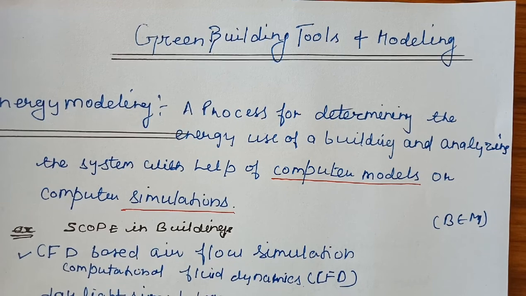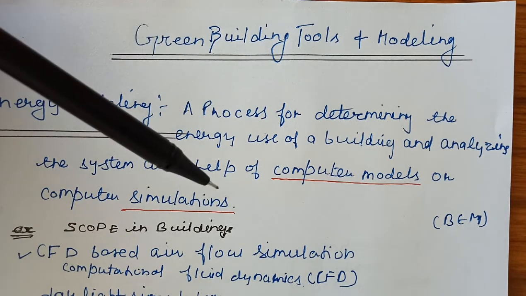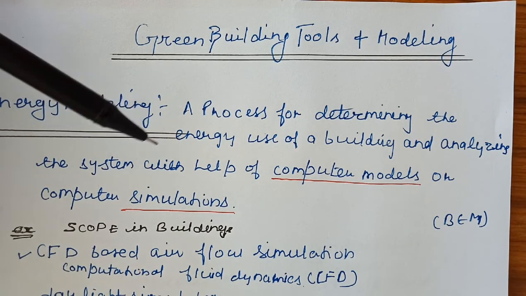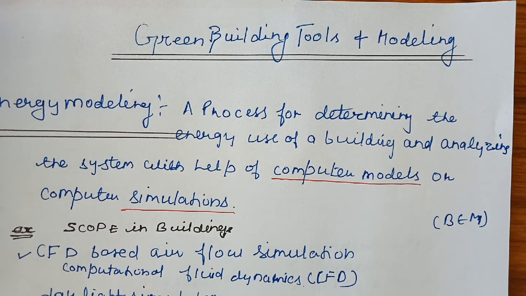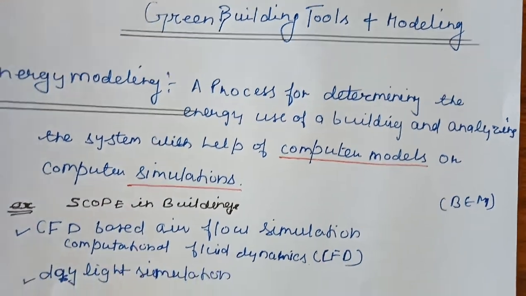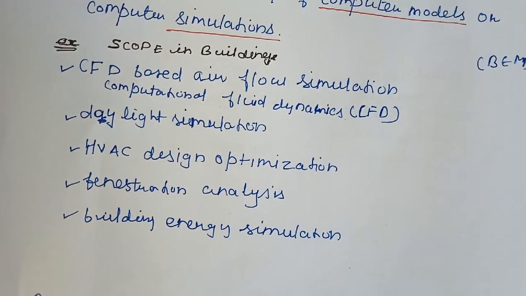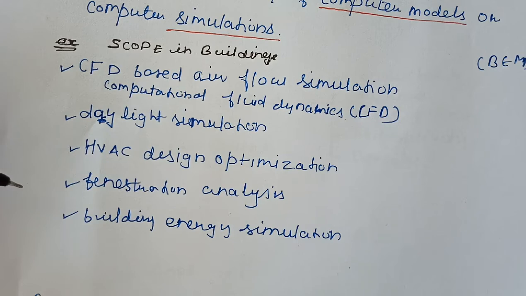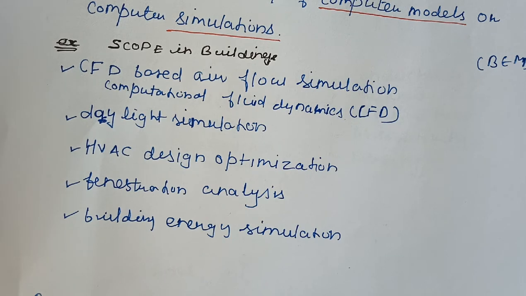So, energy modeling can be defined as the use of computer models or computer simulation. The system involved in this is called the energy modeling system. And why is this needed in the building? Certain components are there for energy efficiency and energy parameters, like daylight simulation, airflow simulation, HVAC design optimization, fenestration analysis, and building energy simulation. These are the components which we handle through a system of models.